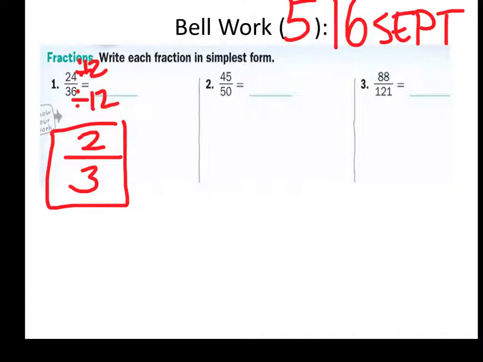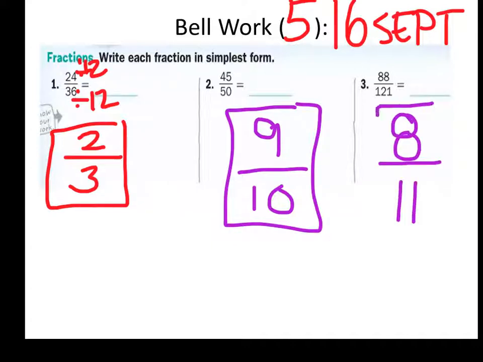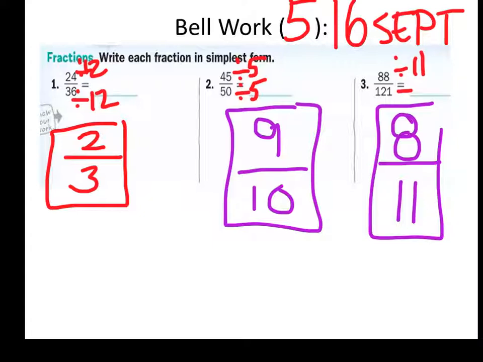All right, 45 fiftieths. What did this one simplify to? Yes, Peyton? Someone. What is it? 9 tenths. There you go. And 88 and 1/21. Yes, Julia. 8 elevenths. Okay. I just noticed on number 2 you divide by 5 on both, and on 3 you divide by 11.